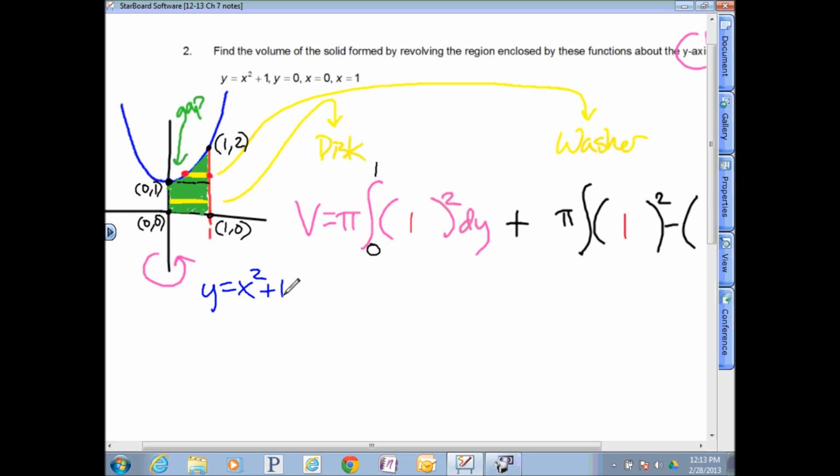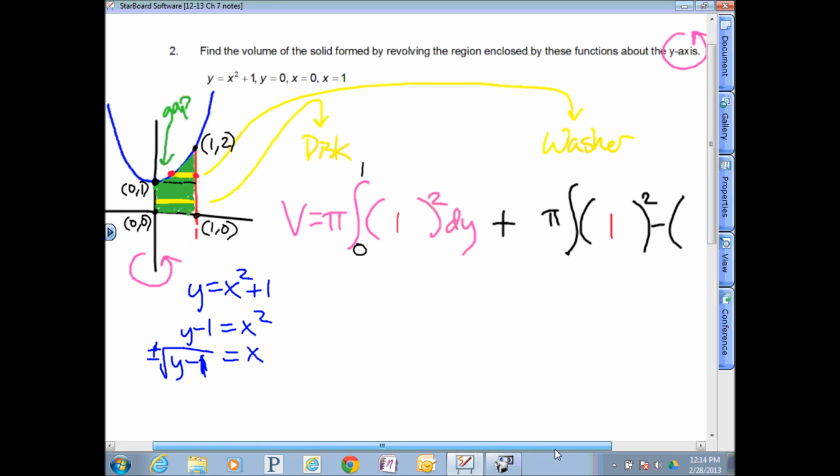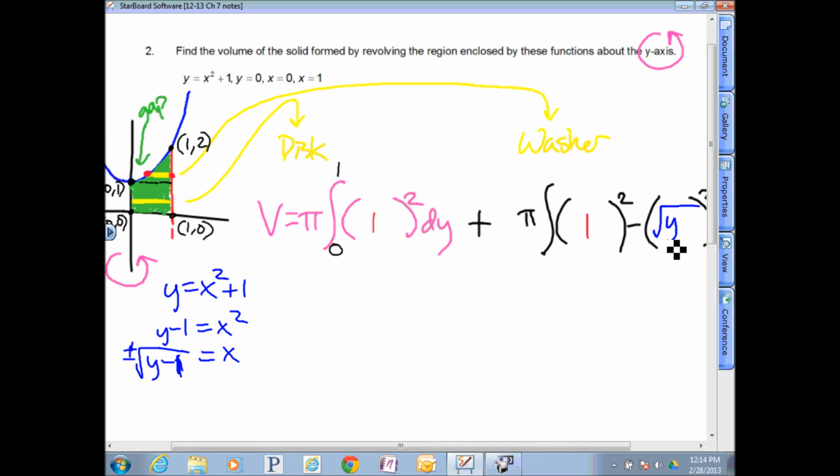But wait a minute. I can't do that because everything in the problem has to be in terms of y. So in this equation, I have to solve for x. y minus 1 equals x squared. x is equal to plus or minus the square root of the quantity y minus 1. The plus side is the right and the minus side is the left. We want the distance from that blue graph over to the y-axis. That distance is the square root of y minus 1, and we only need the positive this time because we're using the right side, the positive half of the graph for the x's.